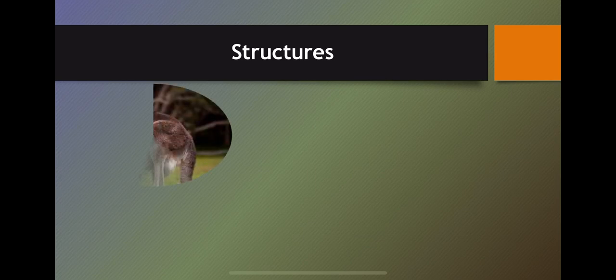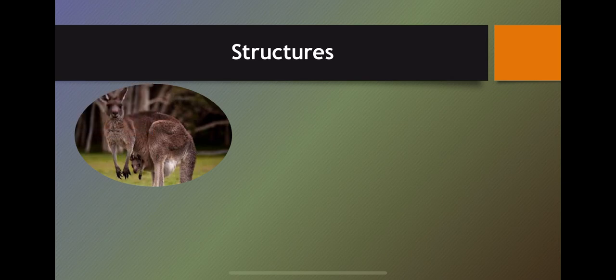Now let's talk about the structures. So, some animals have special structures that help them to stay safe, like this kangaroo. Actually, the kangaroo carries the babies or the young. How? Because the kangaroos have pouches. So the kangaroo's pouch helps to keep the young safe.